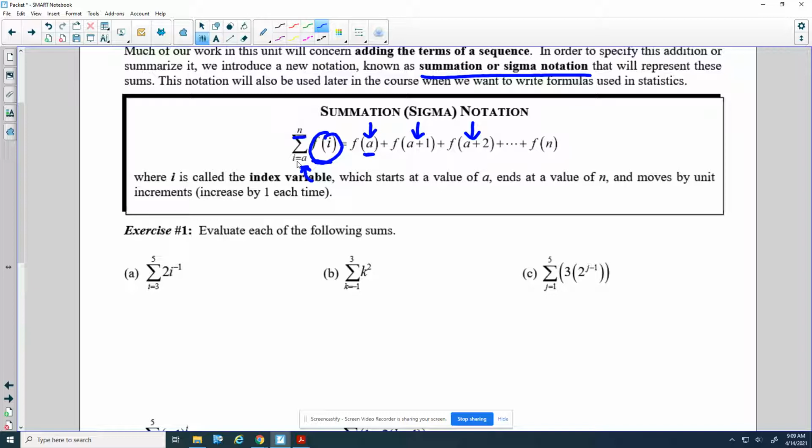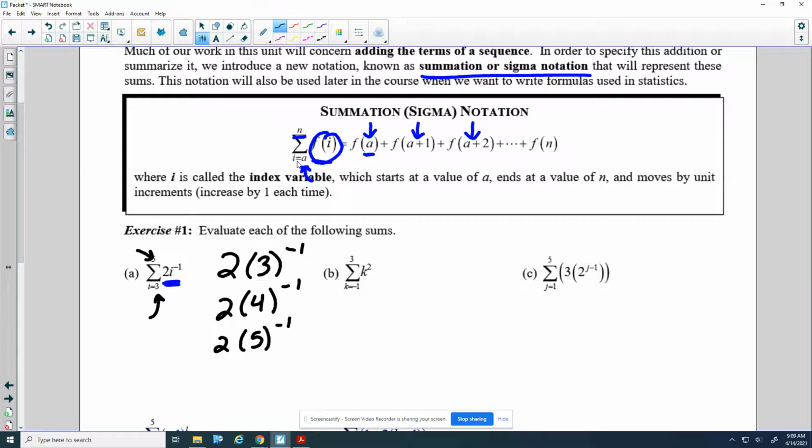So here is our expression, 2i to the negative 1. On my summation notation, it looks like I'm going to start by plugging in a 3, and I'm going to plug in numbers up to 5. So the first thing we are going to plug in for i is a 3. And then we're going to plug in a 4, and writing them vertically is kind of nice. So we're going to get answers for each of these. I started with plugging in a 3 and counted up till I got up to 5.